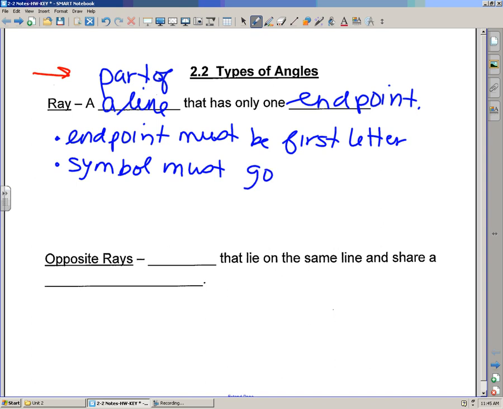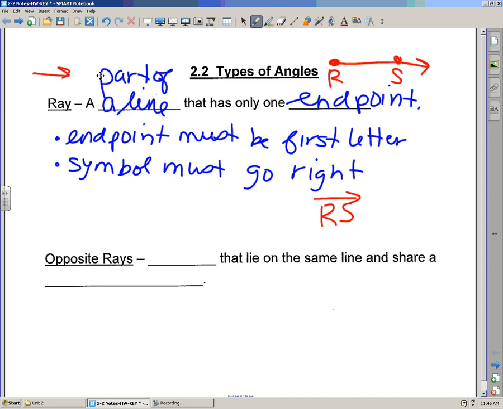Must go right. So for example, if you had this ray right here, I'll put it up here. If you've got 2 points, an endpoint, and then another point, the way that you write this symbolically would be ray R then S. You can't do it ray SR because S is not the endpoint, but R is, and the symbol always goes to the right.